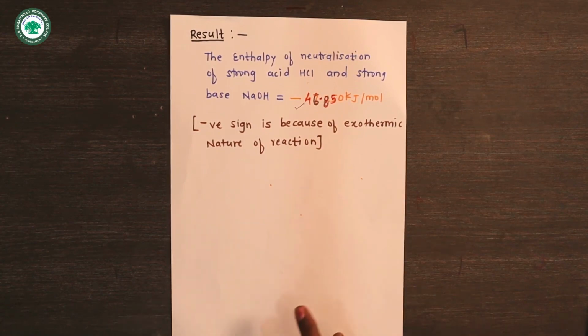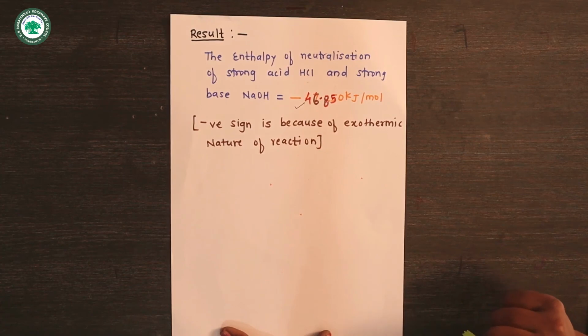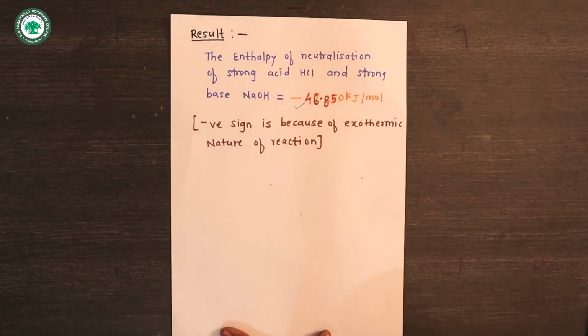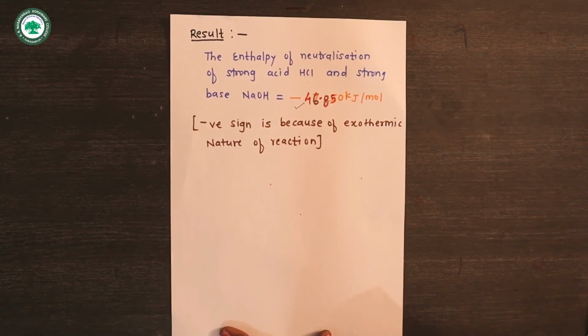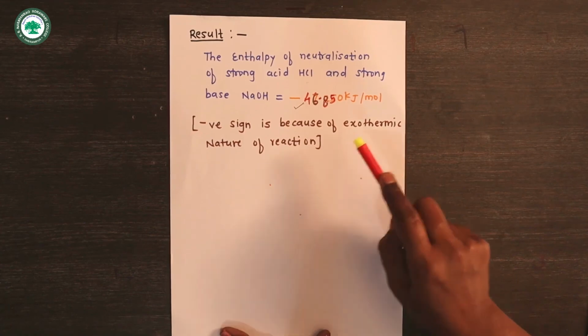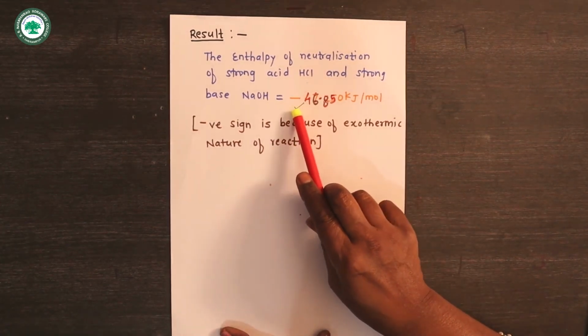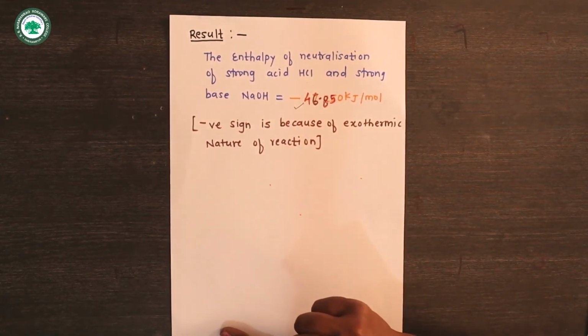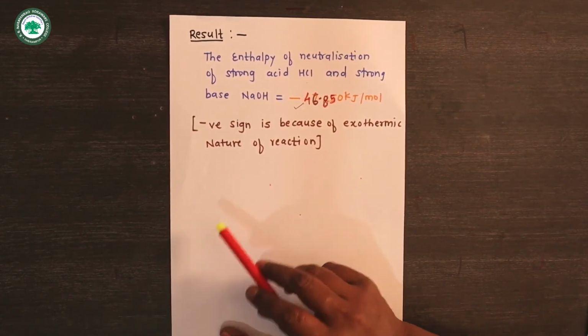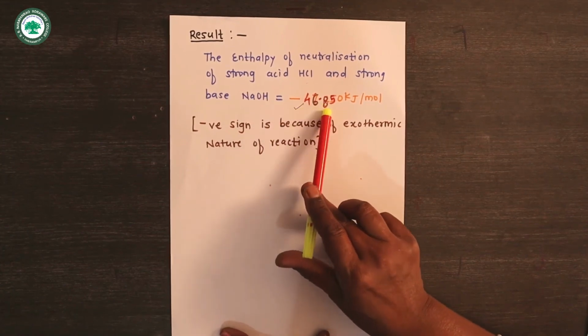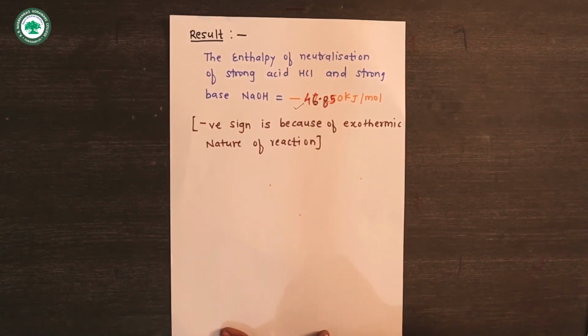Now the negative sign indicates that the neutralization of HCl and NaOH is an exothermic reaction, because in this reaction heat is evolved when NaOH is added into HCl, and so only a rise in temperature is observed. And so for an exothermic reaction we write ΔH as negative, and so the enthalpy of neutralization of strong acid HCl and strong base NaOH in this experiment is found to be minus 46.850 kilojoule per mole.